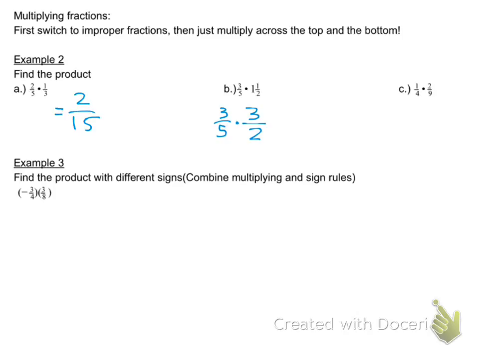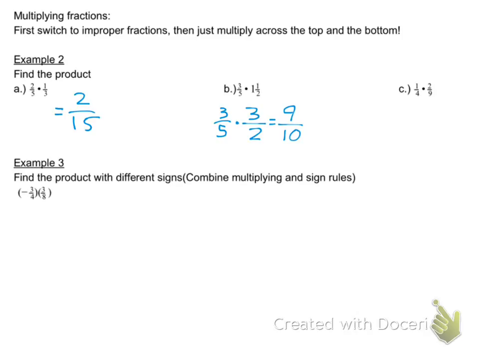And now we can simply multiply across. 3 times 3 is 9 over 5 times 2, 10. So we get 9/10. Can I reduce that? No. The last problem, to make our lives easier, we're always just going to simplify at the end. Later on, as we go through these, we'll start to realize that we can simplify before we multiply.